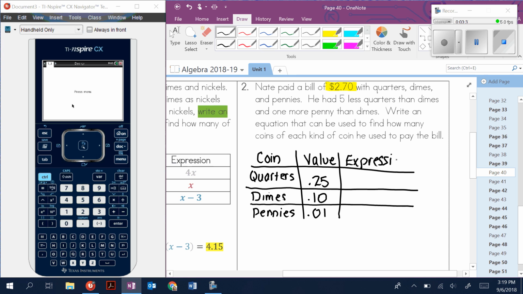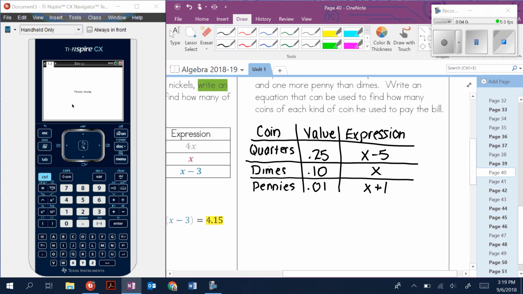All right, let's see. What does it say in this problem? It says he has 5 less quarters than dimes. Okay, so we start with the dimes, x, and we take away 5 from that, we get our quarters. Okay, and then keep reading on. 1 more penny than dimes. Okay, so compared to our dimes, which is x, 1 more penny. So you got it. We're going to add 1 on.